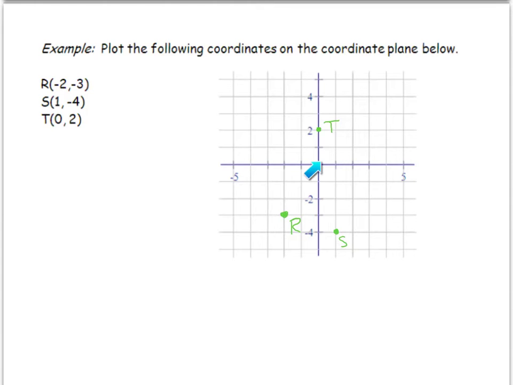S, it was 1, -4. So you move right 1 unit, down 4 units. So that's where my S is. And T was 0, 2. 0 for the x meant, hey, you're not moving left or right any. And then all you're doing is just moving up 2 units.